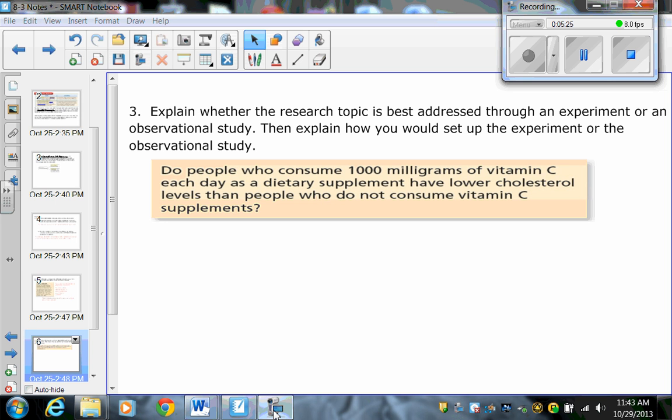Example 3. Explain whether the research topic is best addressed through an experiment or an observational study. Then explain how you would set up the experiment or the observational study. Do people who consume 1,000 milligrams of vitamin C each day as a dietary supplement have a lower cholesterol level than people who do not consume vitamin C supplements? Because you don't know the effects of the supplement, an experiment would be a better way of looking at it.